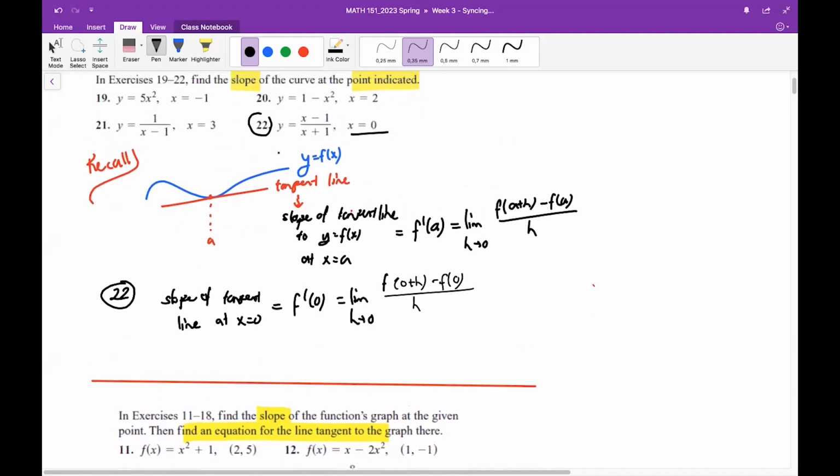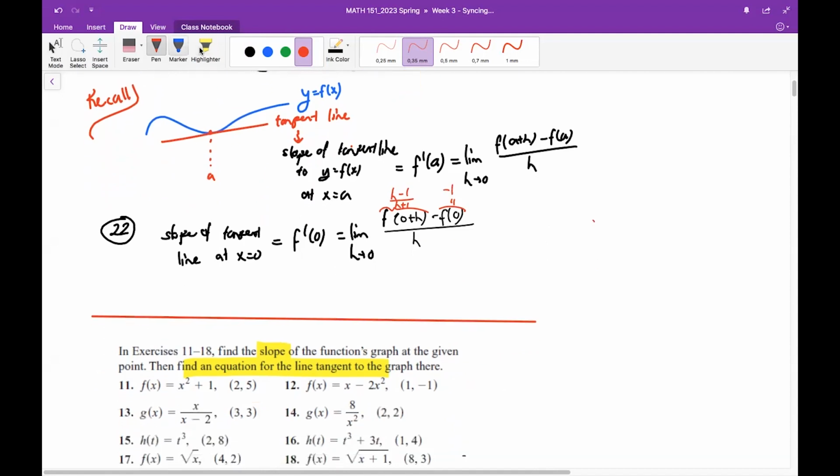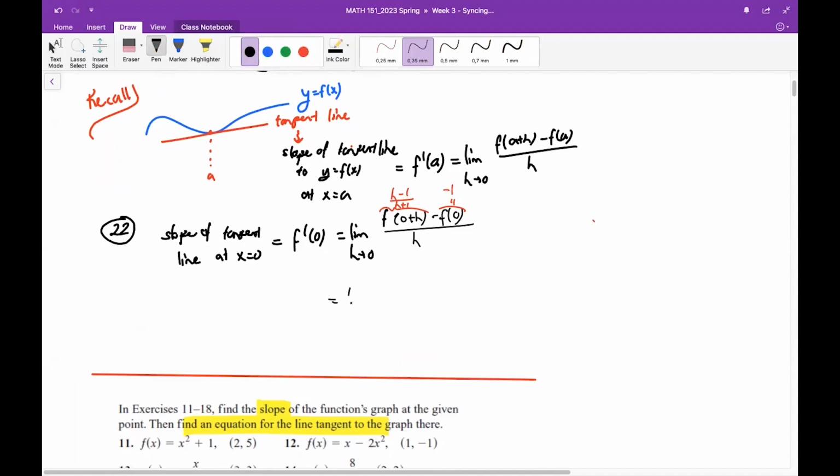Okay, what is f of h? f is given here. This is our function, f of x. So f of h is, in fact, h minus 1 divided by h plus 1. What is f of 0? You can easily compute it by inserting 0 for x here. What is it? Minus 1 over 1. It is minus 1. Then we can compute this limit easily by doing these computations here.